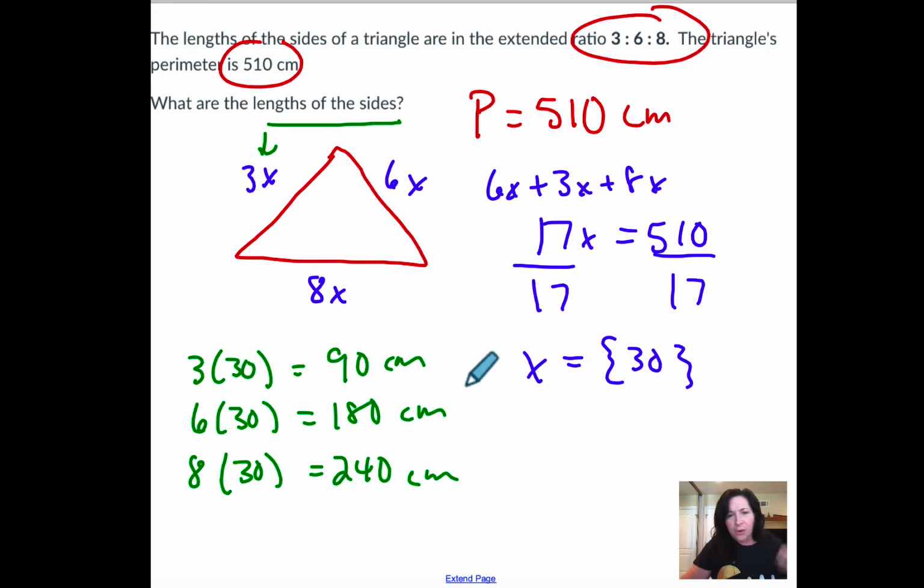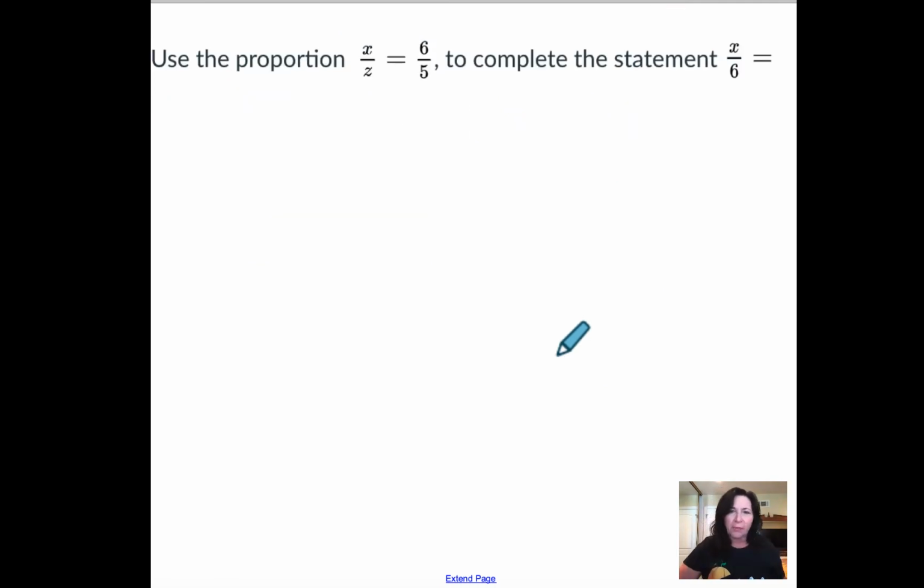Now, just remember, area, of course, is always centimeters squared or some unit measure squared. This is just centimeters because it's talking about perimeter.